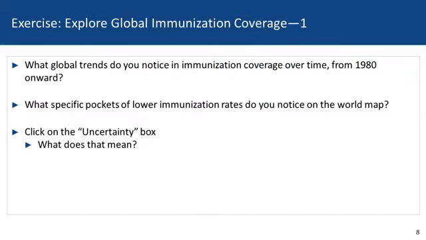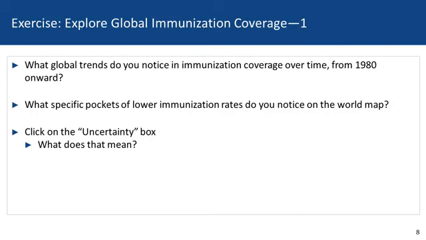As you explore this visualization, consider the following questions. What global trends do you notice in immunization coverage over time from 1980 onwards? Second, what specific pockets of lower immunization rates do you notice on the world map? Third, click on the uncertainty box.